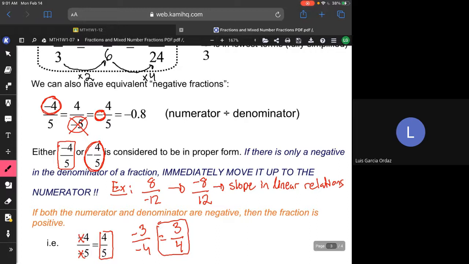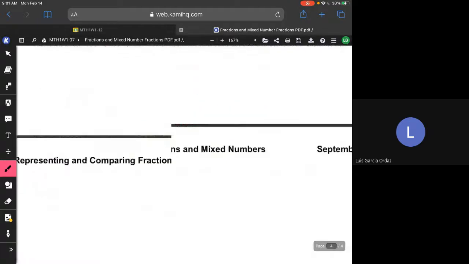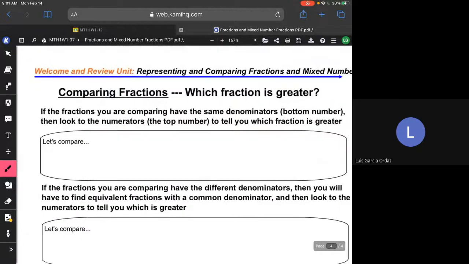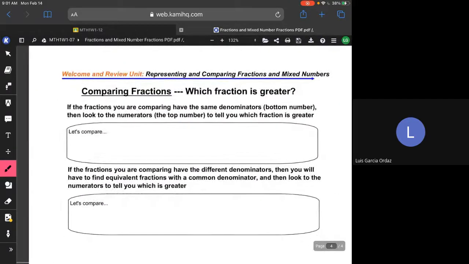Any questions so far? Is this pretty easy now? And then the last part of the lesson is trying to figure out which fraction is bigger than the other. So comparing fractions, which fraction is bigger? If you look at the fractions and you are comparing, we're going to have two scenarios. We're going to have a scenario where the denominators are the same.